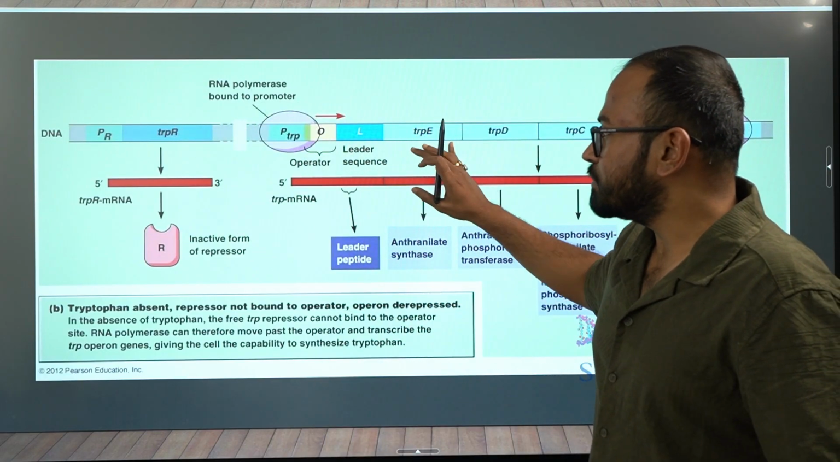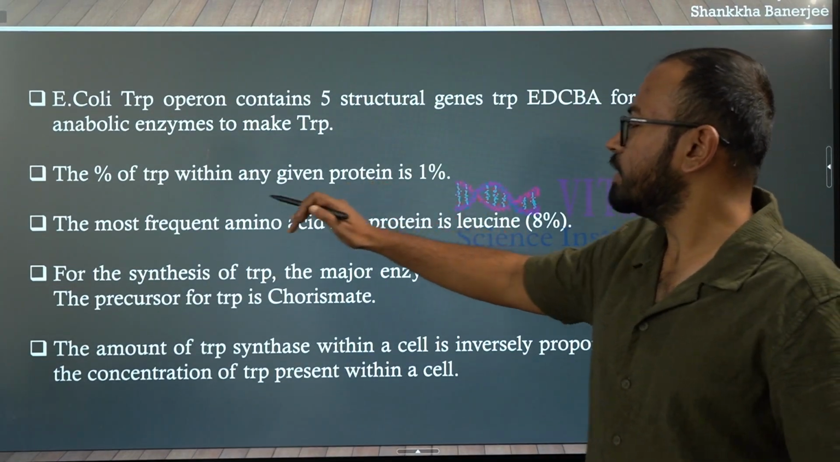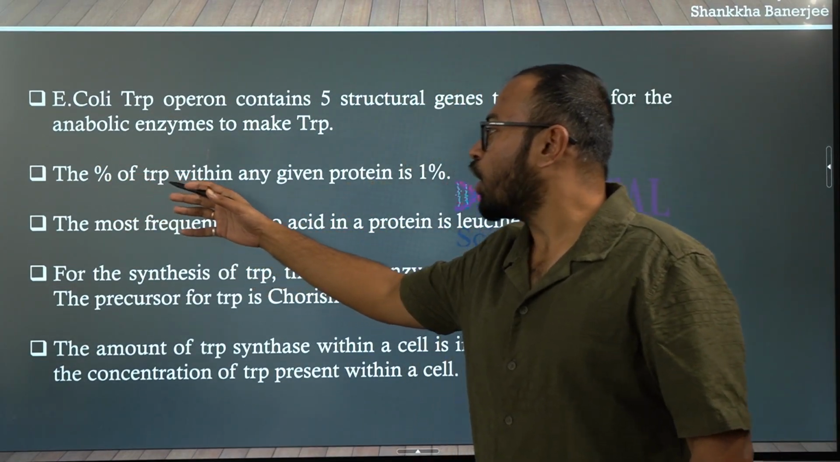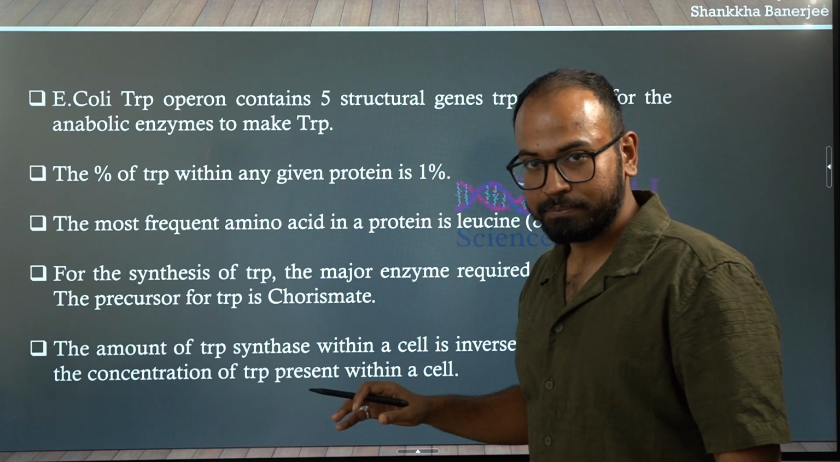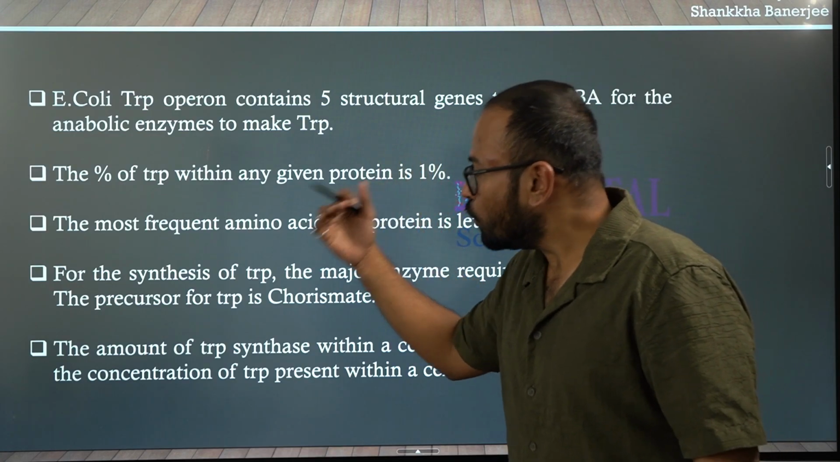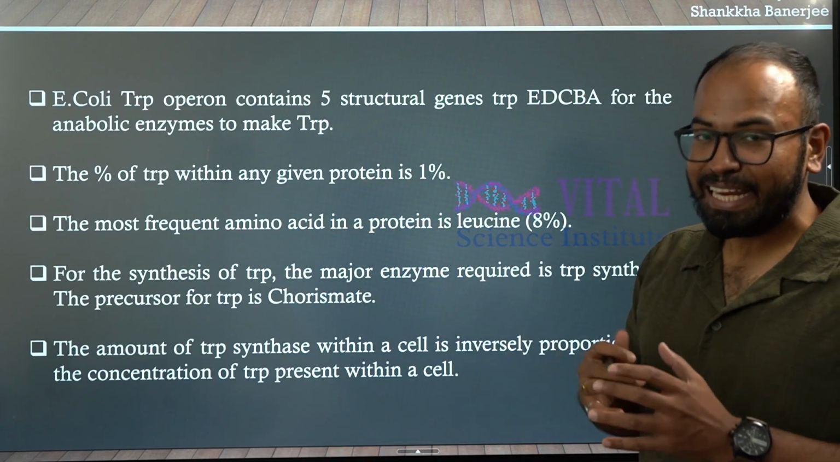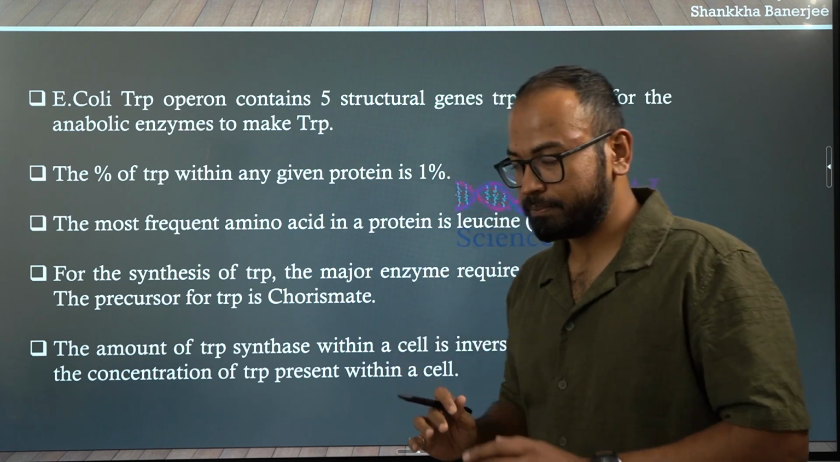Now, let's come to the second point. The percentage of Trp within a given protein is about 1%, which is very less. And the most frequent amino acid within any kind of protein is leucine. Just for information.